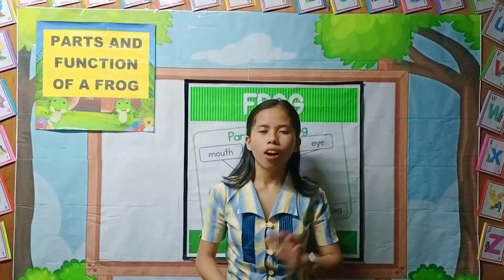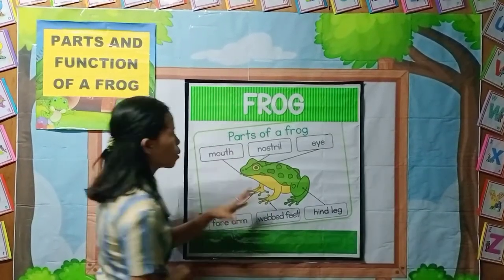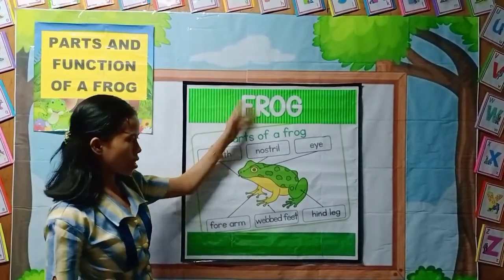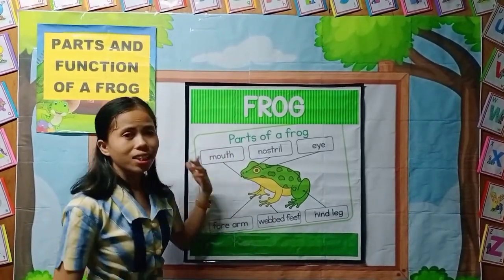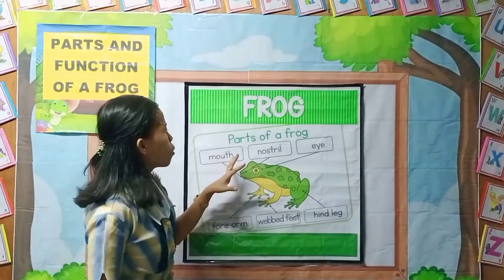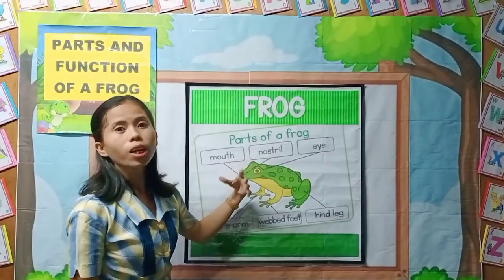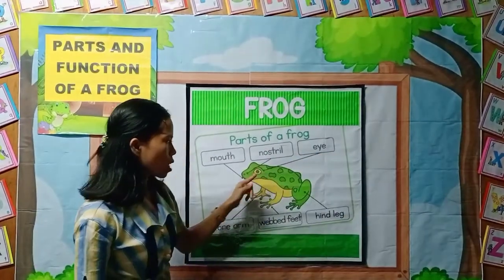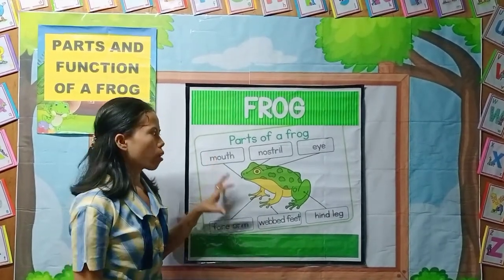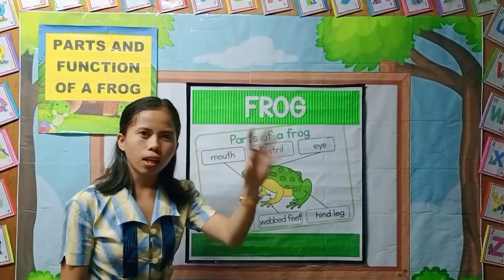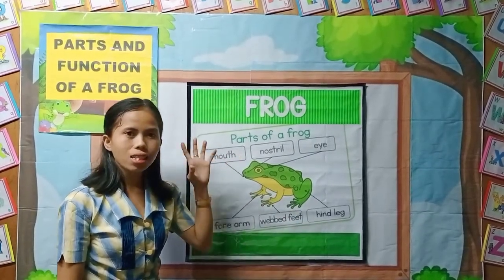Okay, very good. Alright, class. We will tackle first the parts and function of a frog. Now, everybody look at this illustration. This illustrates the parts of a frog. Let's start with the mouth. So, this is the mouth. The mouth is used to catch prey. We have the nostril. The nostril is used, like humans, for breathing. We also have the eye. So, this is the eye of the frog. The eye is composed of stunning colors where the frog can see at a distance. They can see clearly at a distance. And when it is night, their sight is very active.